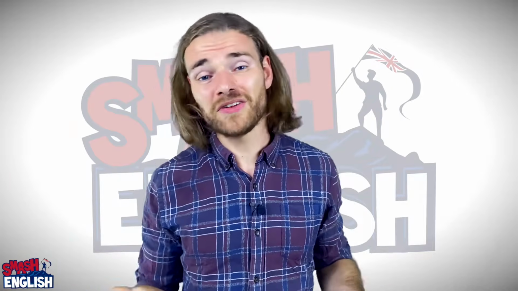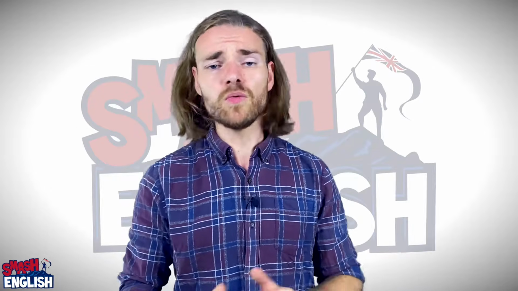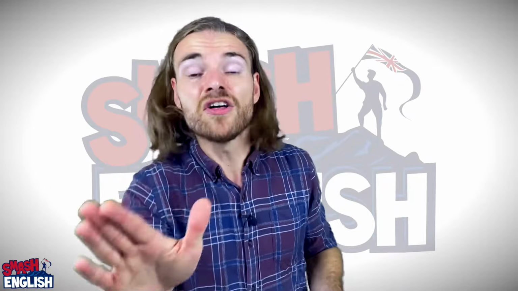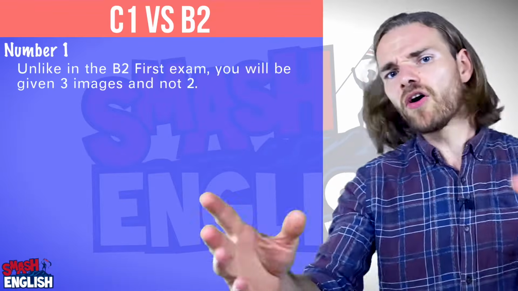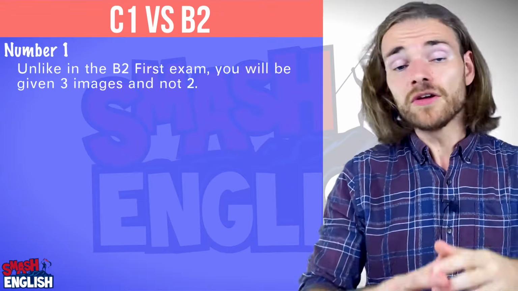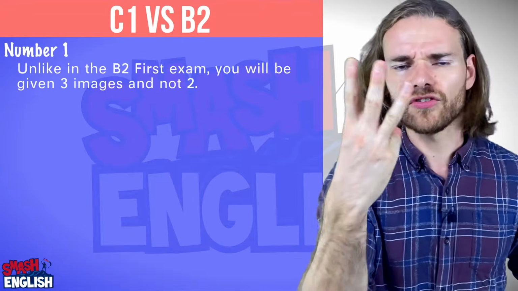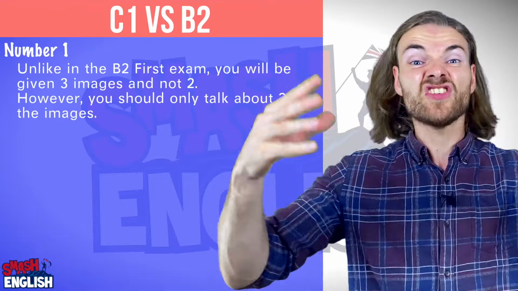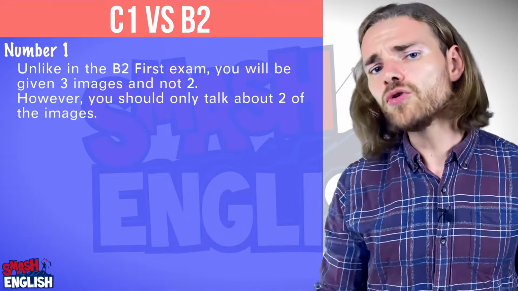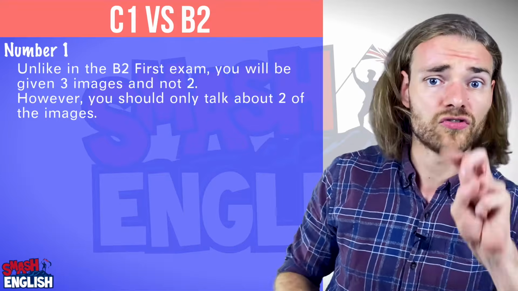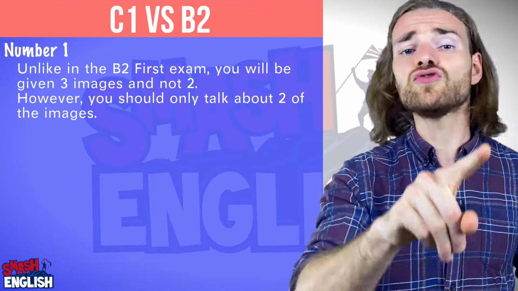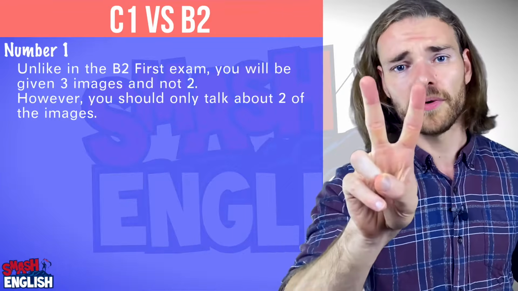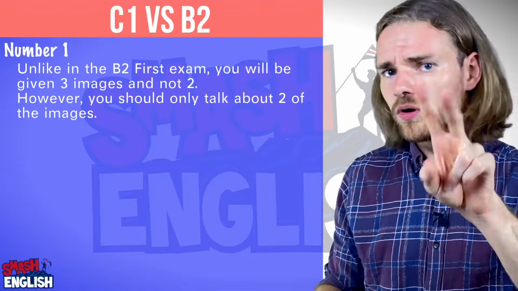If you have taken the B2 First Speaking Exam, then this part of the C1 Advanced Speaking Exam will seem familiar to you. However, there are 2 very important differences. Number 1, unlike part 2 of the B2 First Speaking Exam, you will be given 3 images and not 2. However, just like the B2 First Speaking Exam, you are only expected to talk about 2 of the images. Remember that. You are given 3 images, but you should only talk about 2 of them, and you can choose which 2 you speak about.